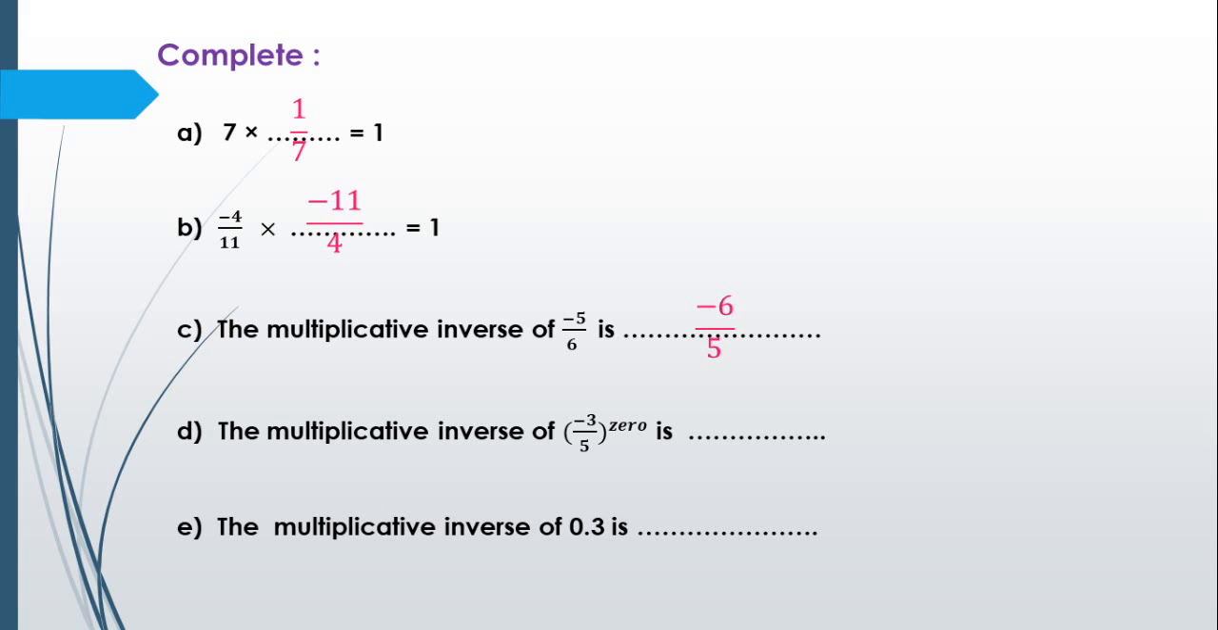The multiplicative inverse of negative 3 over 5 to the power 0 is, first you can find the value of negative 3 over 5 to the power 0, which equals 1, and 1 is the multiplicative inverse of itself. The multiplicative inverse of 0.3 is, 0.3 is 3 over 10. Then the multiplicative inverse will be 10 over 3.